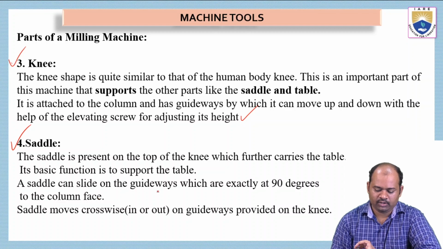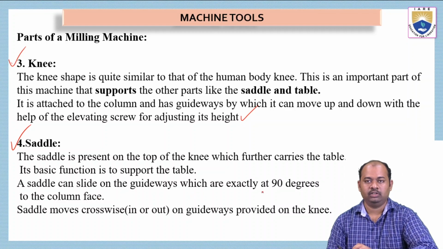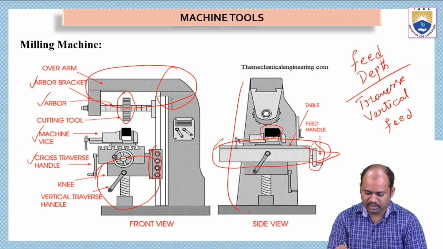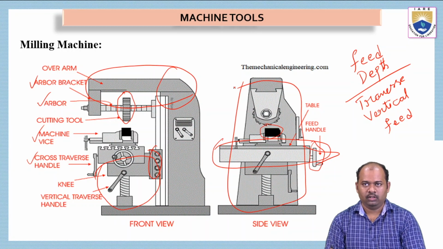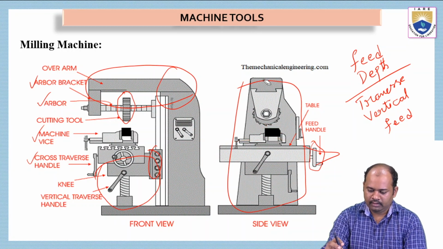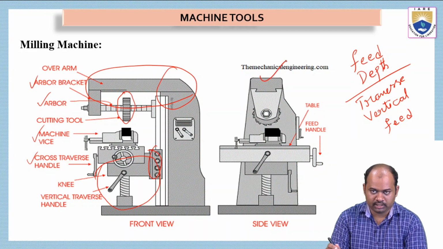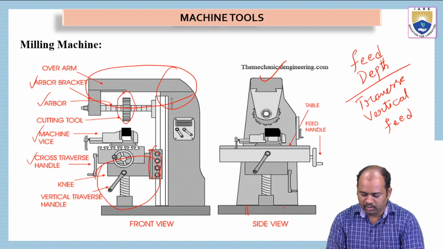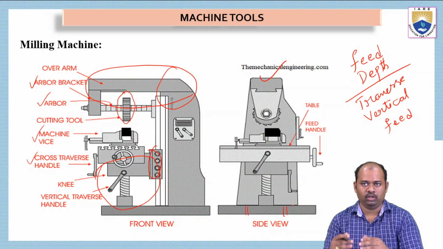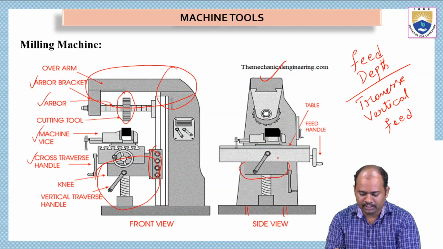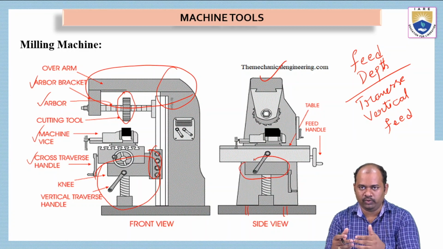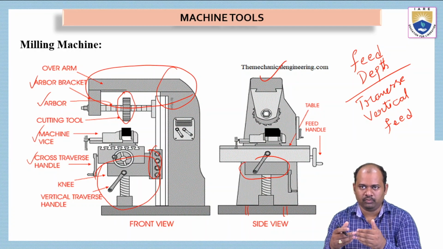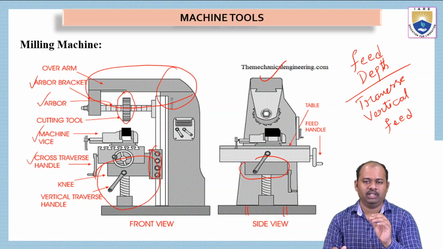A saddle can slide on the guideways which are exactly 90 degrees to the column face. See, in the side view we can see this is the column, and we have guideways which are perpendicularly mounted on this bed. So on this bed, this saddle can move. In the side view we can see that the saddle can move towards the column or away from the column. This type of motion is possible for the saddle.